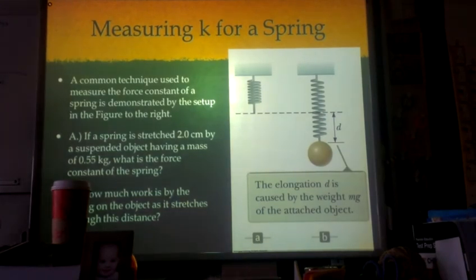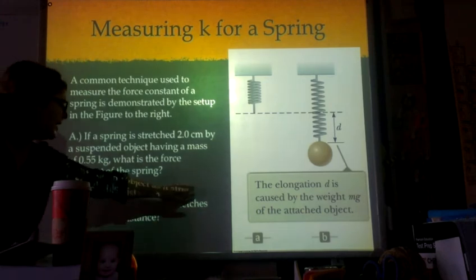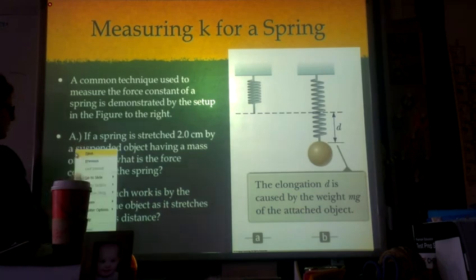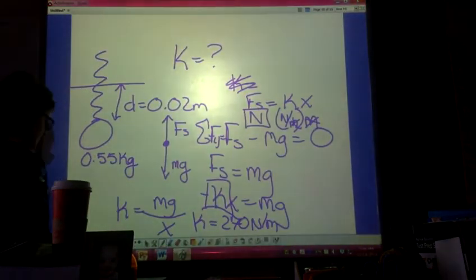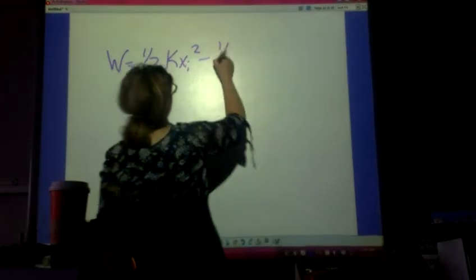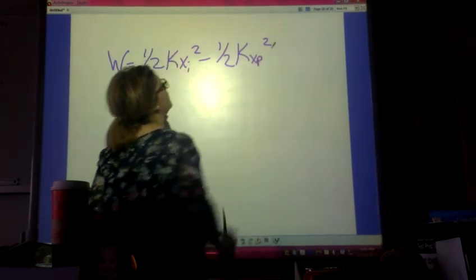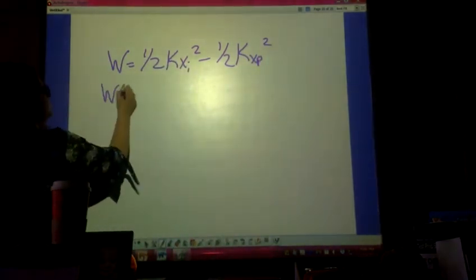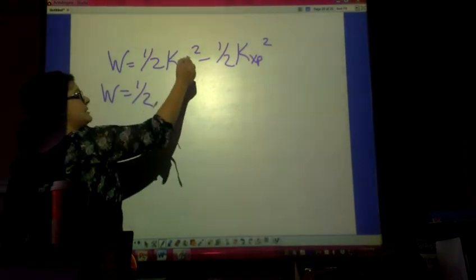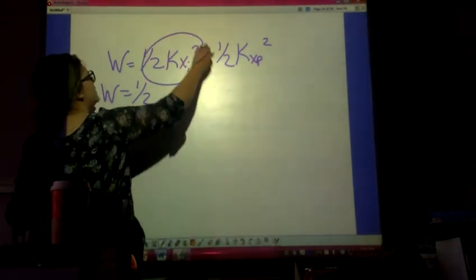On part B, it says how much work is done by the spring on the object as it stretches through this displacement. So I started off at something initially, I end at something finally, so we're going to use that same equation that we just derived a minute ago, with work equal to 1/2 k x initial squared minus 1/2 k x final squared. Okay? So initially this was at rest, and then I stretched it. So initially this whole thing is 0.